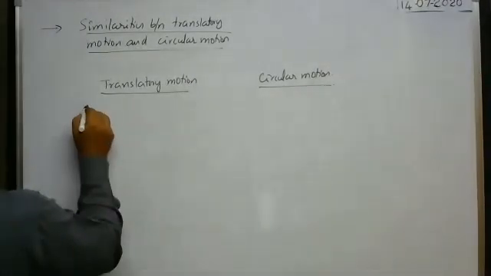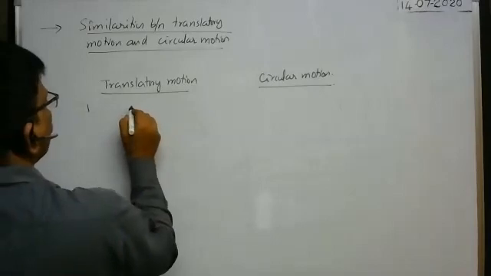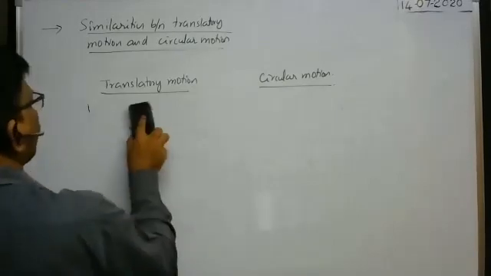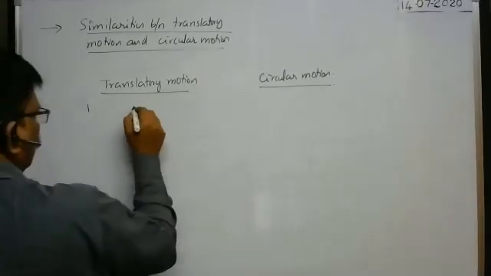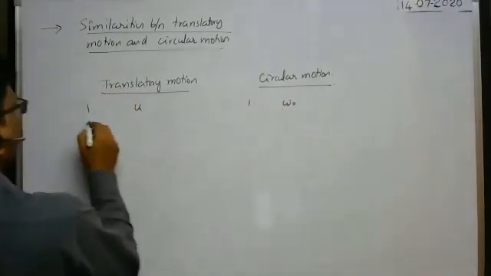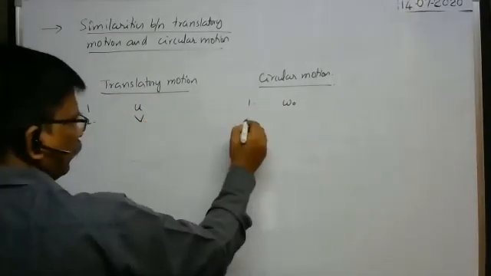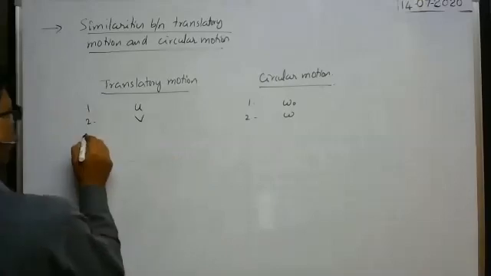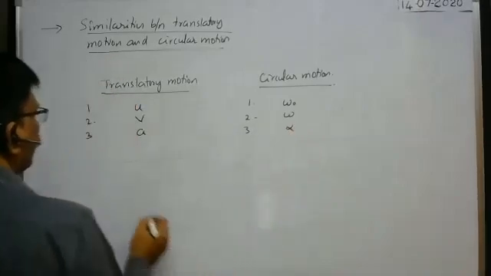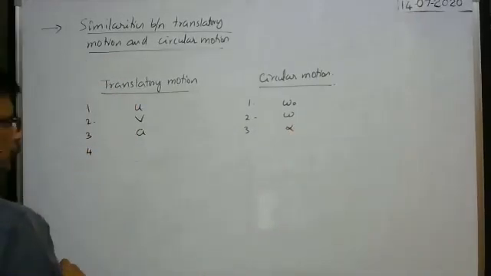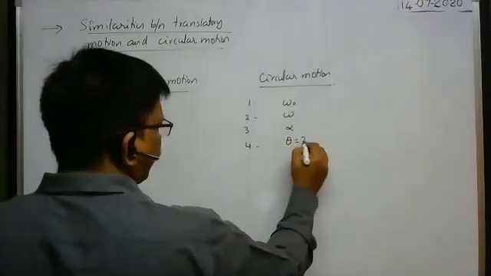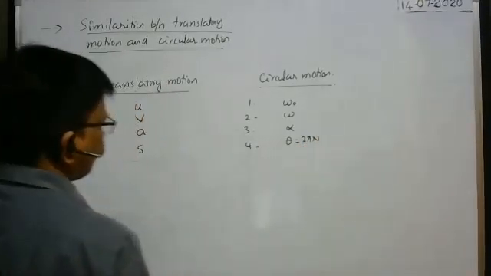In translatory motion, first one, linear velocity, or initial velocity, is generally represented with u. Initial velocity u, initial angular velocity omega naught. Both are similar. Final velocity, here final angular velocity, both are the same. Linear acceleration a, angular acceleration alpha, both are similar. Fourth one, linear displacement, angular displacement, both are the same. Angular displacement is equal to 2 pi n, where n is the number of rotations.